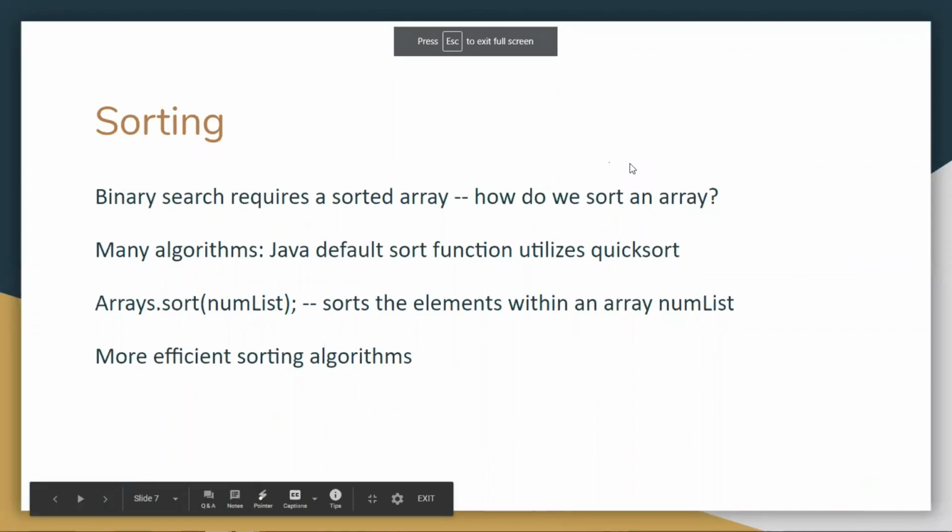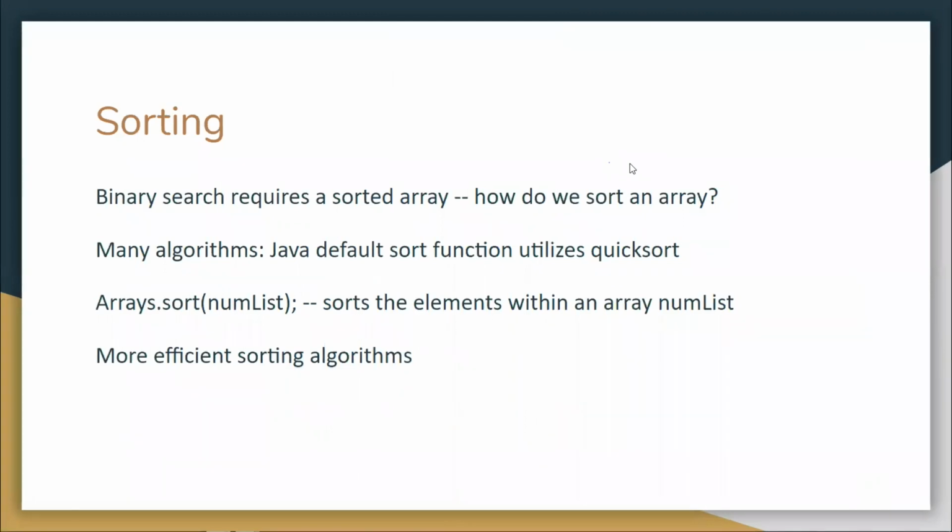So one of the conditions that I emphasized earlier was that the array of elements has to be sorted. So that leaves us with another question, which is how do we sort an array? Well, this is a very complicated topic. In Java, there are many algorithms that allow us to sort an array. However, luckily for us, the default Java API contains a default sort function, which utilizes a method called quicksort.